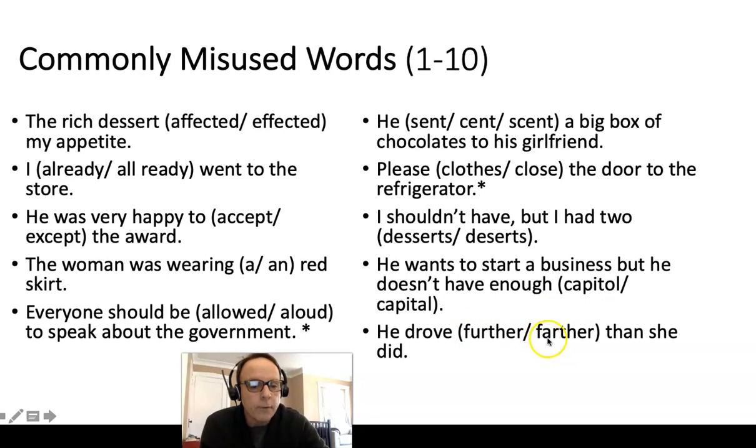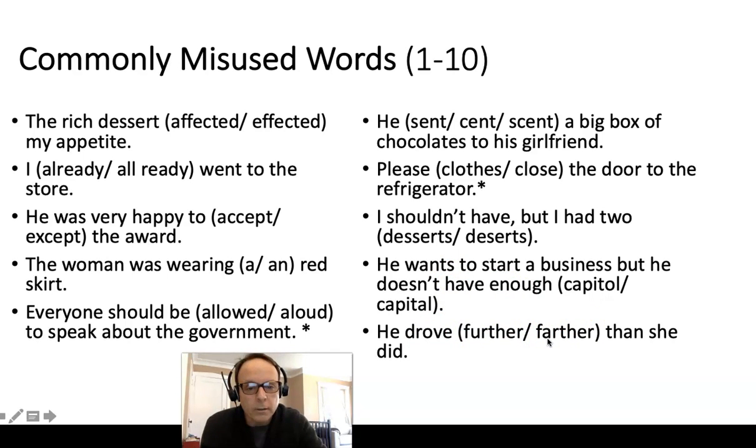Notice it says far. Anytime you're talking about a physical distance, you use farther. Further is used more for things like I'm furthering my education, sort of intensifying something. I'm furthering my exercise routine or whatever. You're doing something more, and that's when we use further. I further developed that new idea, whatever it might be. But farther is physical distance.